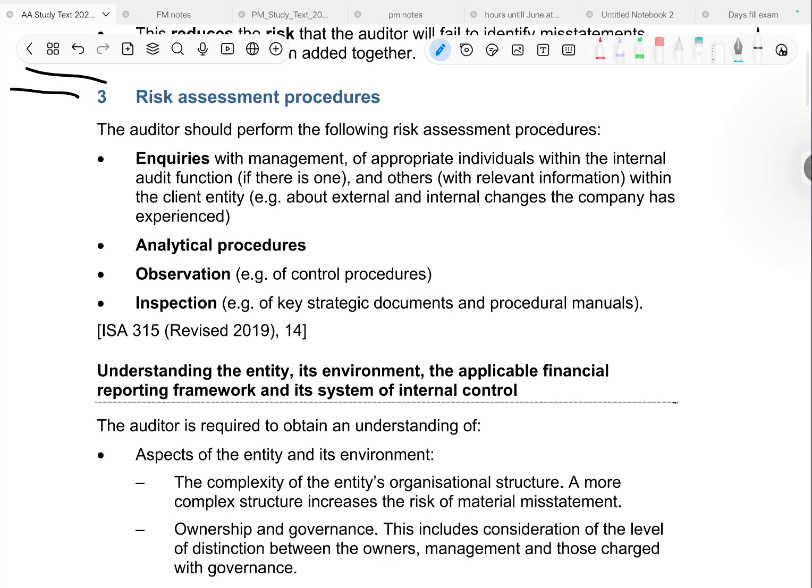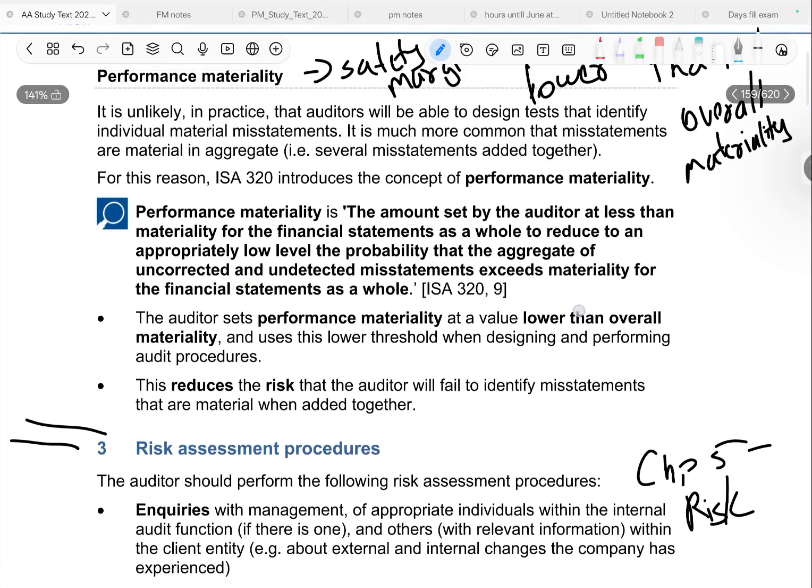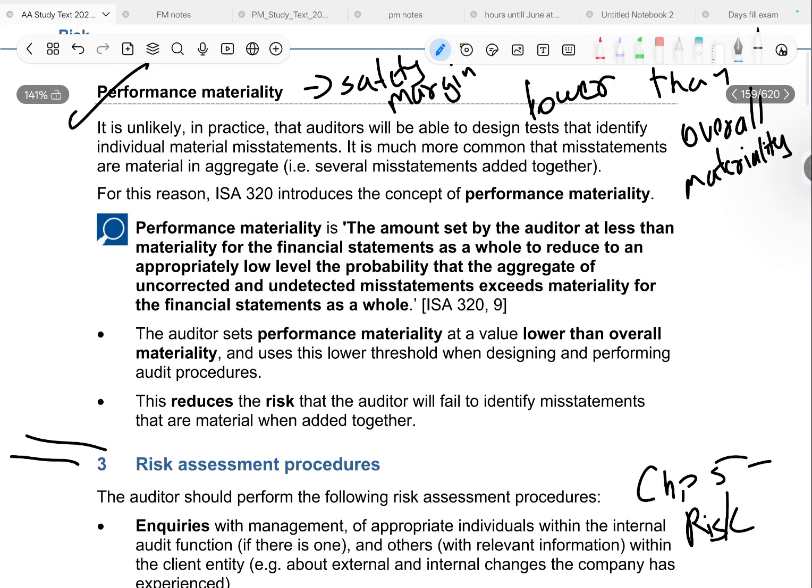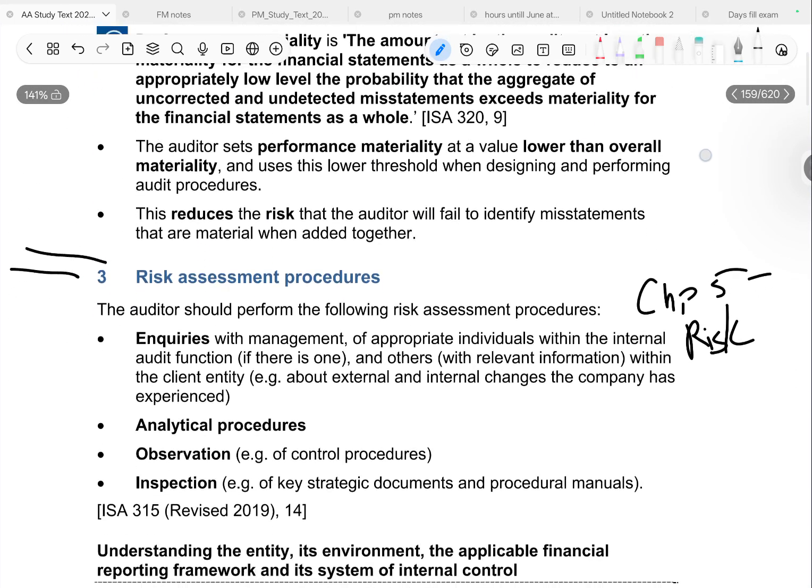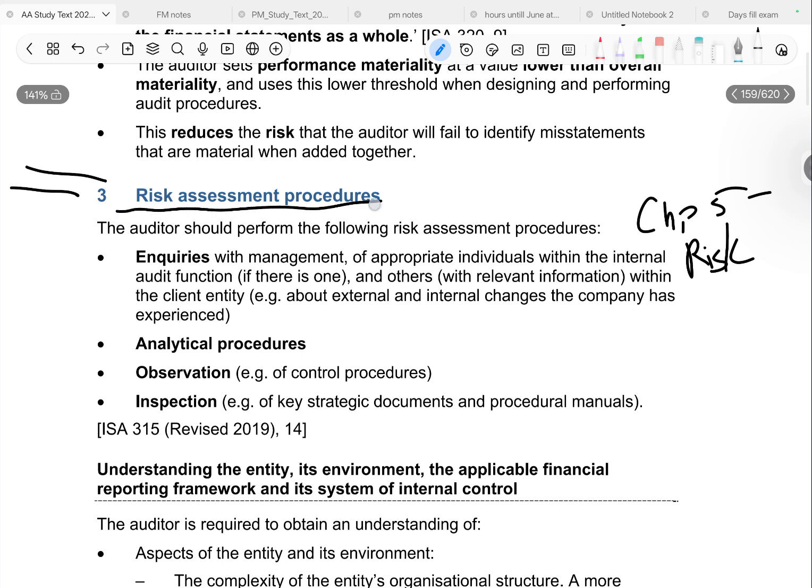So we are going to be continuing chapter number 5, which is about risk. We left off at performance materiality in the last video, and we are going to be continuing with risk assessment procedures. Yeah, so let's get started.